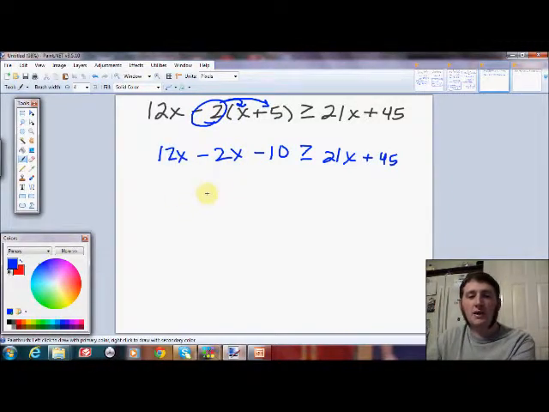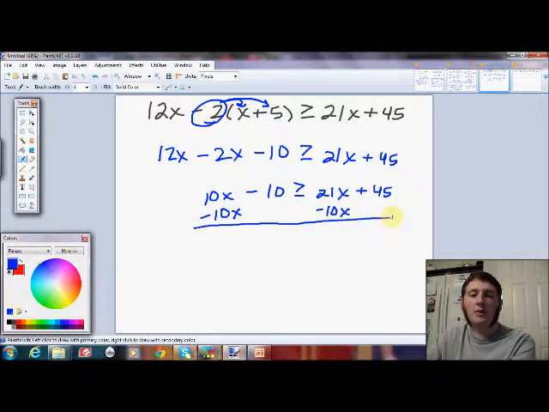Let's see, 12x minus 2x is 10x minus 10 is greater than or equal to 21x plus 45. I want to get my x's together. 21 is more than 10, so I'm going to subtract 10x on both sides. I like to keep my coefficients positive, as you might remember from the equations video. These cancel to 0, so it would be 0 minus 10 is -10, greater than or equal to 11x plus 45.